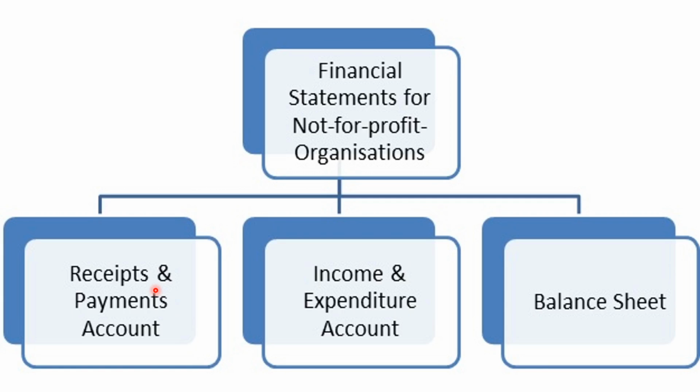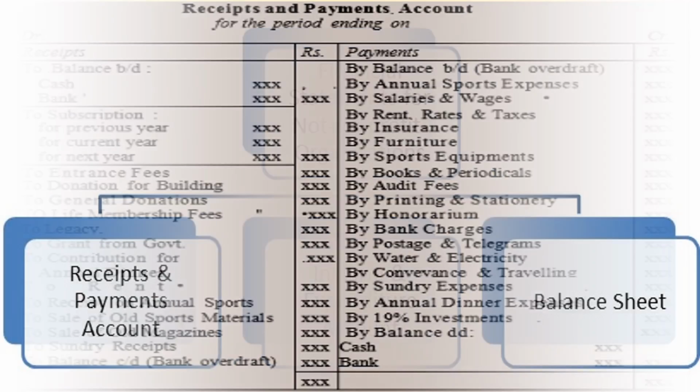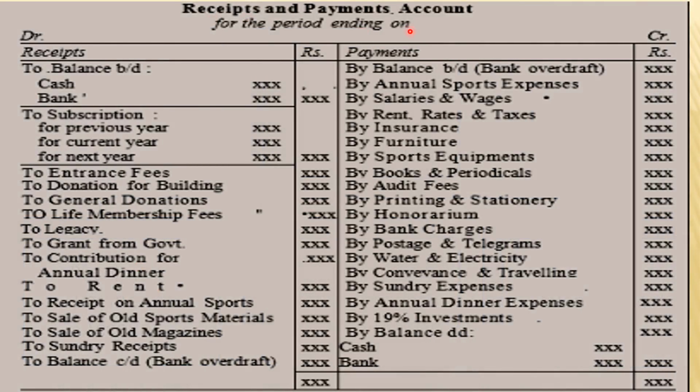So related to receipts and payment account, once I want to show the format. Here this is the receipts and payment account. Here is the debit side and credit side, this side the receipt side, this side the payment side. There are various items like opening balance, cash and bank, subscription. You can see previous year, current year, next year, all the years will come here. Entrance fee or admission fee will come here. If it is received by cash, donation for building, though it is capital nature, then also it comes here.